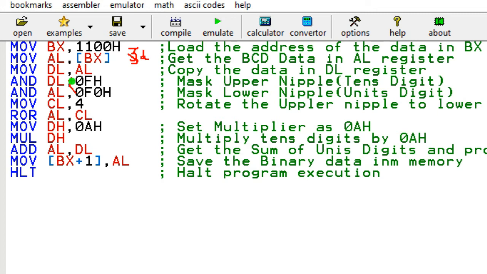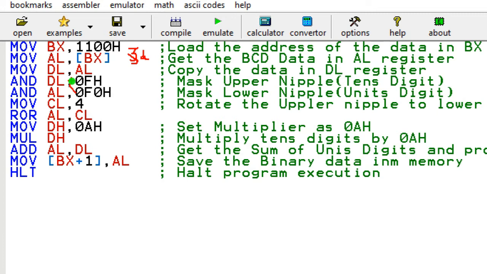The 10th digit value is 3. Now, this is also available in the higher nibble value. Now, we are moving this higher nibble value into the lower nibble. How are we moving it? Here, a 4-bit rotation can be performed. Move CL comma 4. The 4 here indicates the 4 rotations.